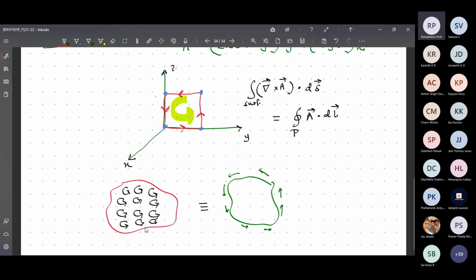Now, when I have a curl, you don't exactly understand what the meaning of that is. I'm not talking about the curl, I'm talking about the flux of the curl. The curl itself is another vector field, and I'm talking about the flux of that vector field. And the flux of that vector field I am not calculating independently; rather, I am calculating the vector field over the boundary.